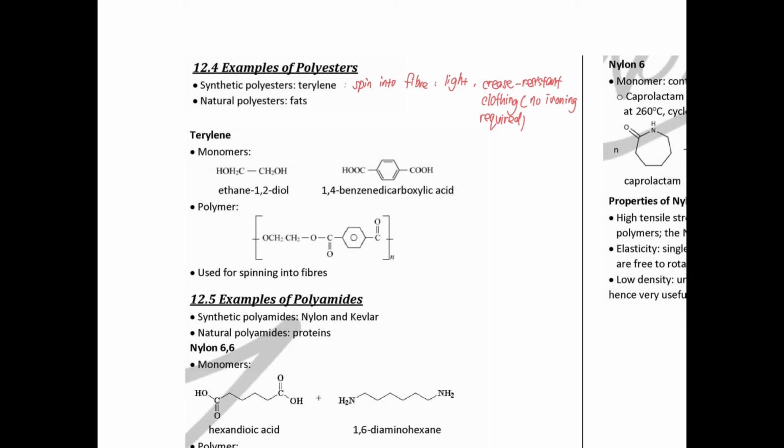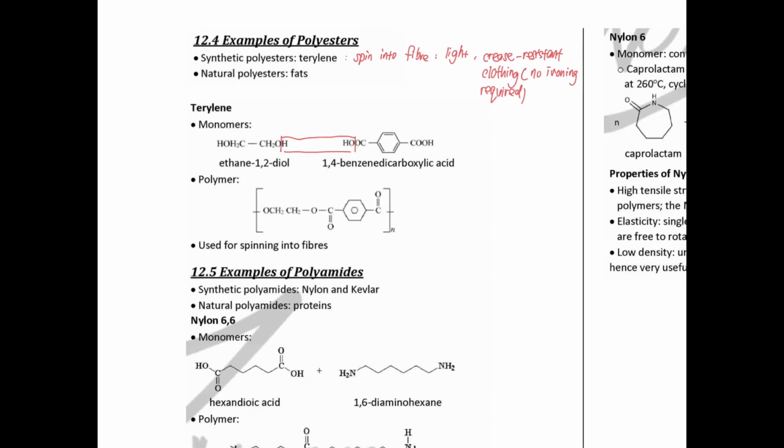So when this polymer wants to join up, basically they just remove hydrogen and hydroxide. They remove H2O, and then they join up. And this is the structure. So after removing the water, they join up to form this structure, and this structure is called ester. It is used for spinning into fibers to form the crease resistance clothing.